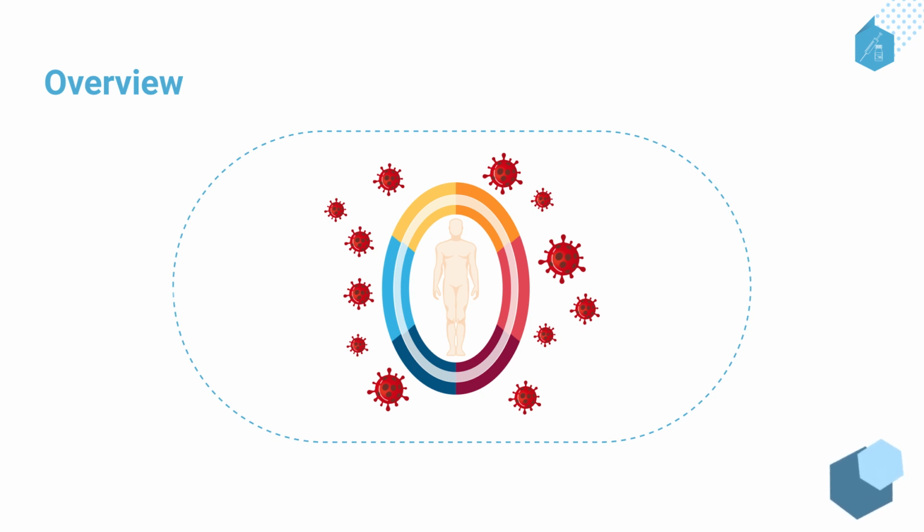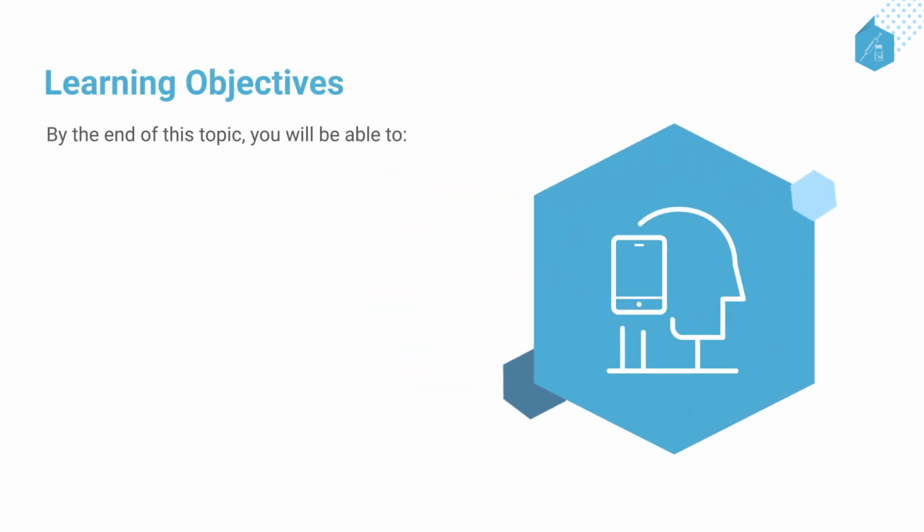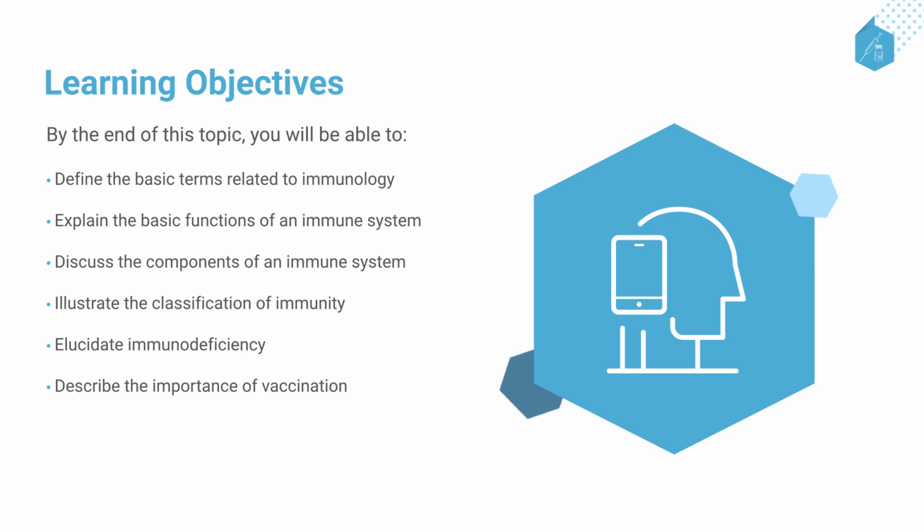In this session, we will discuss all the relevant details pertaining to immunology that one must know while undertaking a vaccine administration program. By the end of this session, you will be able to define the basic terms related to immunology, explain basic functions of an immune system, discuss the components of an immune system, illustrate the classification of immunity, elucidate immunodeficiency, and describe the importance of vaccination.